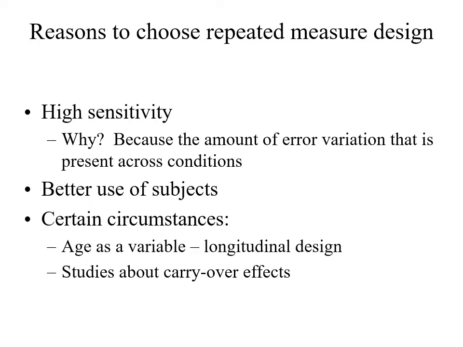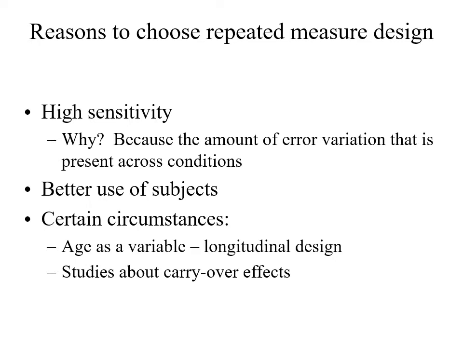The second reason is that you have a better use of subjects, right? Let's say you have 3 conditions and you are using an n of 3 for each condition. For the between subjects design, you need to have 9 people to get an n of 3 for each condition. But if you're using a repeated measure design, you only need an n of 3 for the entire study. So it's always a good idea, whenever you can, to use a repeated measure design.